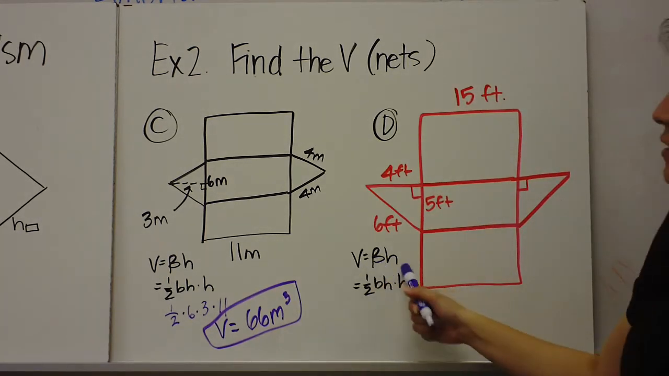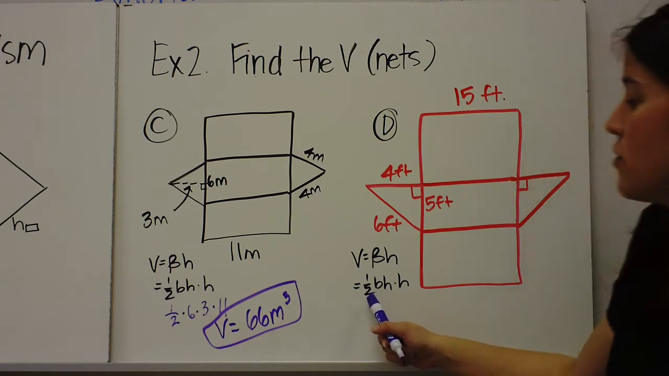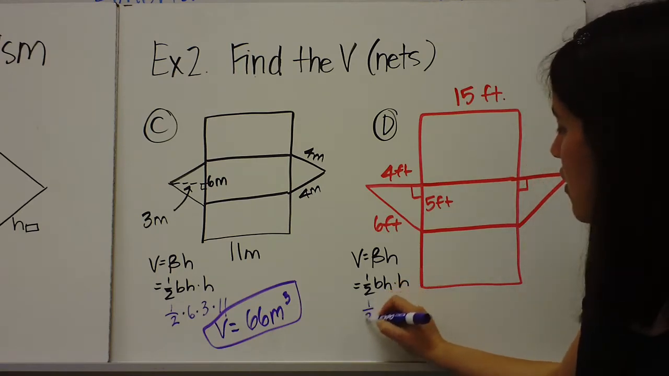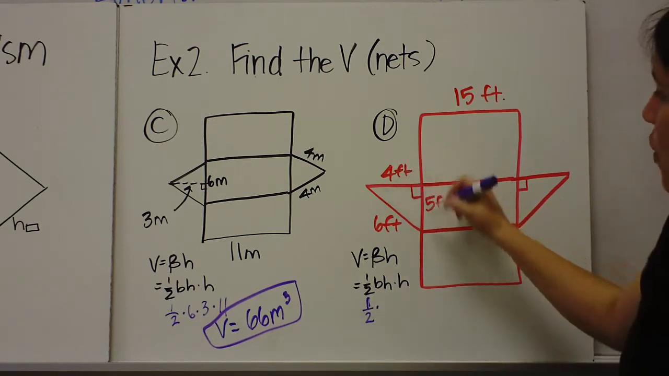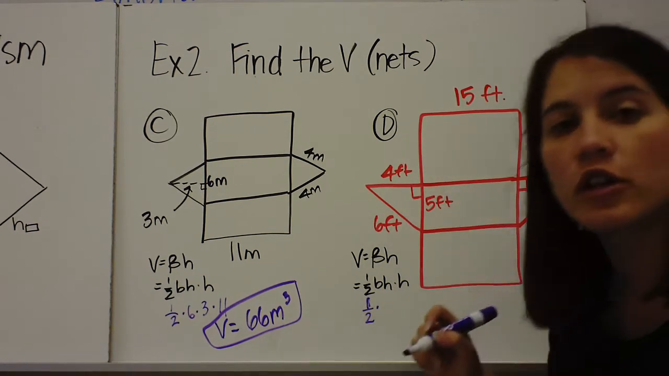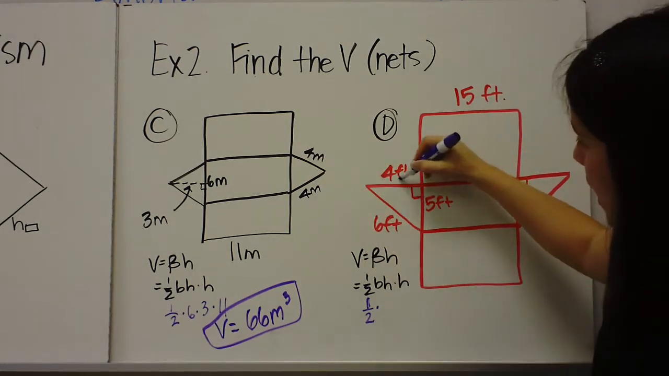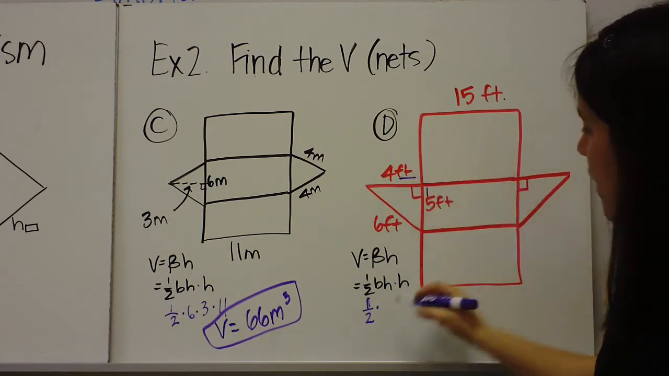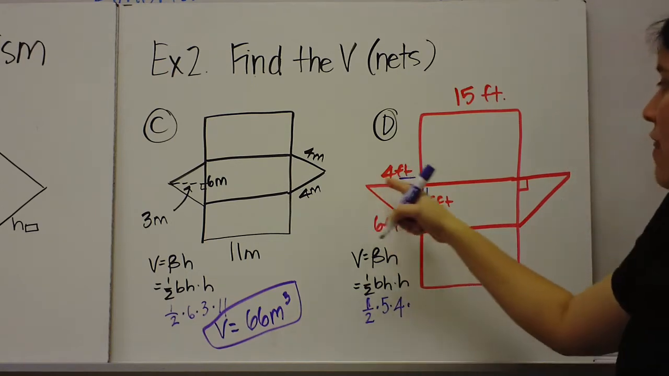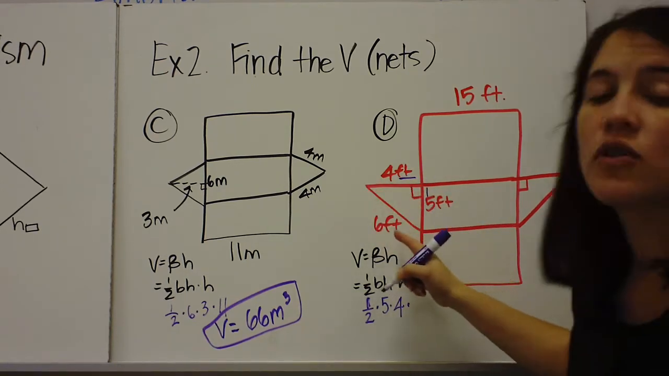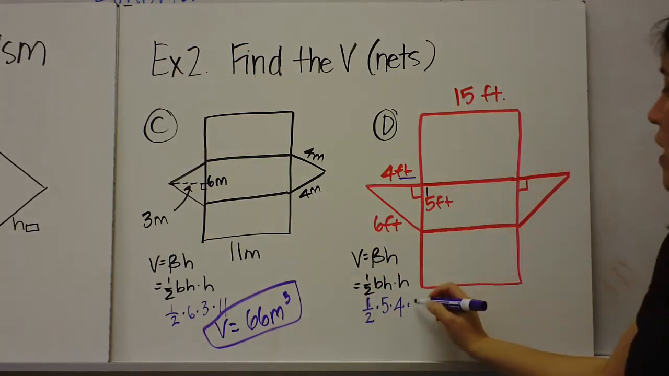I have my formula, and then I have 1/2 BH times H. The first BH comes from the triangle. So the base of the triangle, I've got 4, 5, and 6. And hopefully you remember that the base and height form the right angle. So right here, the right angle, 4 and 5. And then the height of the rectangle, we don't use 6. We don't need 6. We use the rectangle, and that's 15.